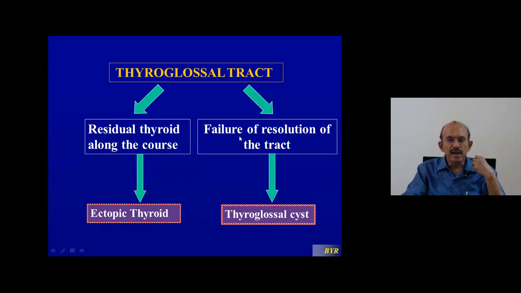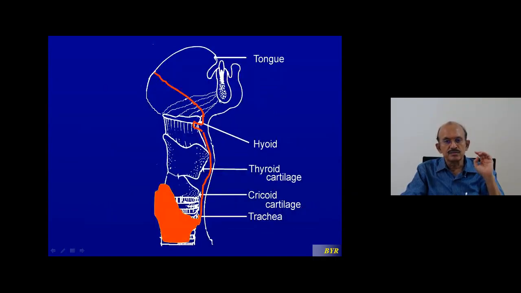Sometimes there may be failure of resolution of the tract. This leads to thyroglossal cyst formation. So congenital abnormalities of the thyroid gland are of two types: number one, ectopic thyroid; number two, the thyroglossal cyst. So this is the thyroglossal tract.